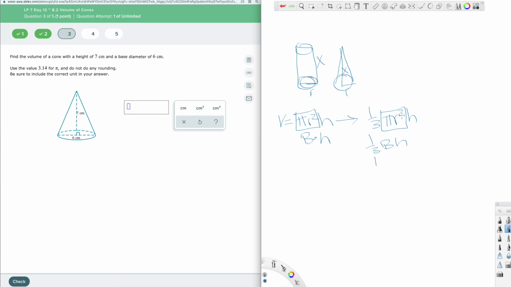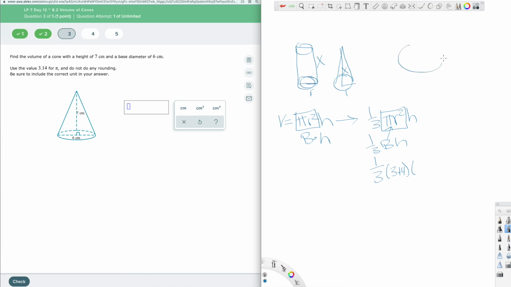So we're going to fill this in because for the base, we want to make sure we know how to find the base area. So it's 1/3 times 3.14. That's what they asked us to use. Times radius. They told us that the diameter is 6.